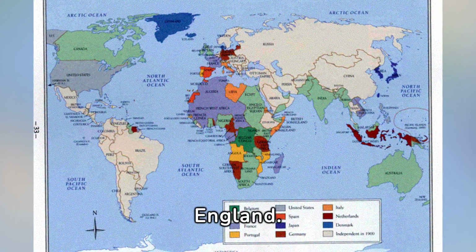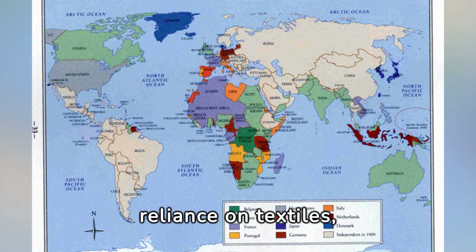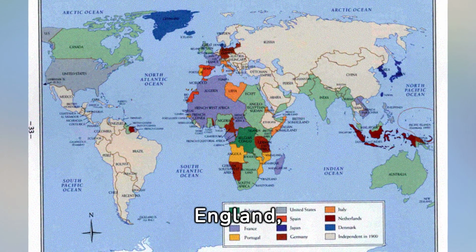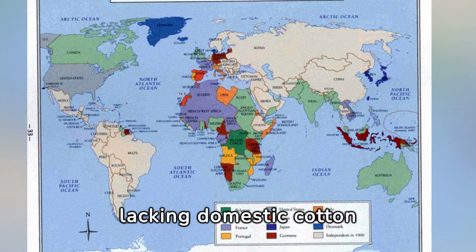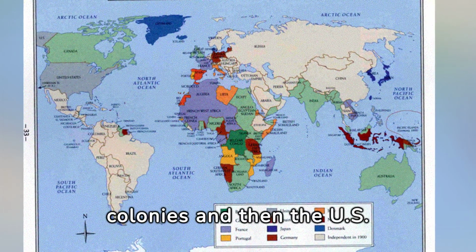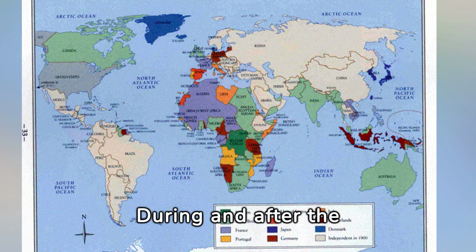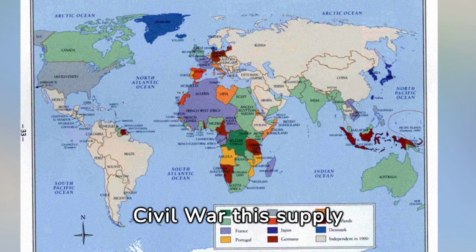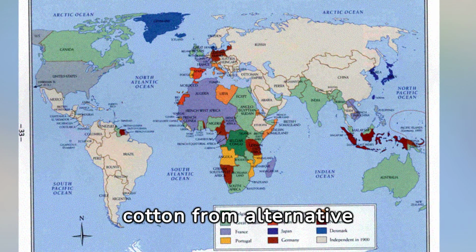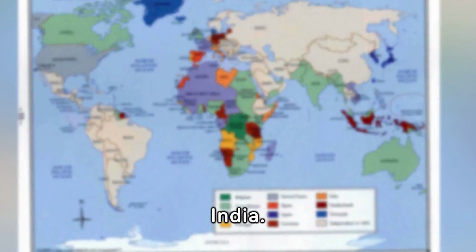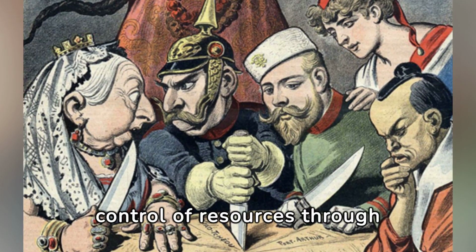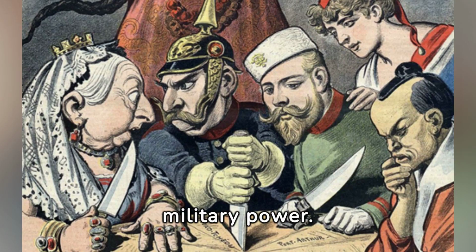The rise of imperialism in the 19th century was largely propelled by the industrial demands of nations such as England. Consider the British Empire's reliance on textiles, particularly cotton textiles. England, lacking domestic cotton production, initially sourced cotton from the American colonies and then the U.S. South. During and after the Civil War, this supply became unreliable, prompting England to seek cotton from alternative sources like Egypt and India.